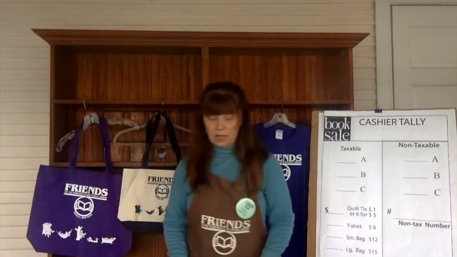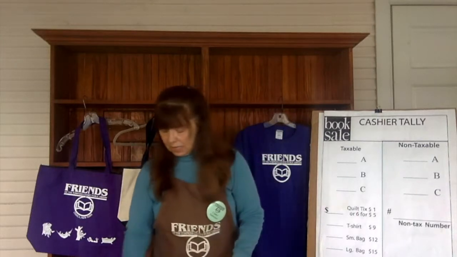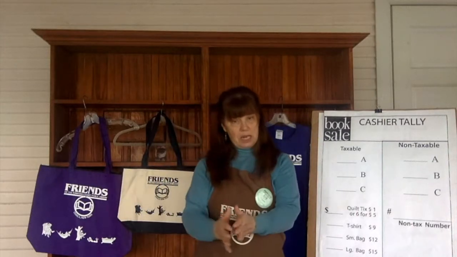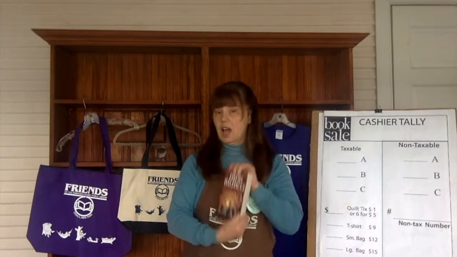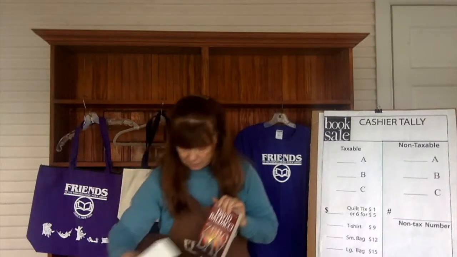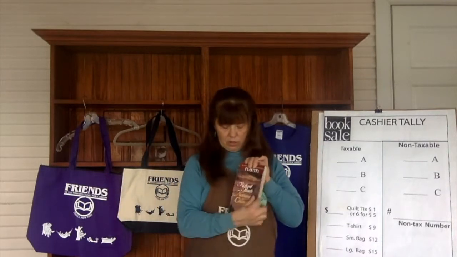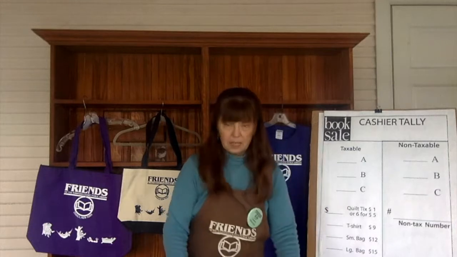Okay, that's category A. Now we get to category B. Category B is the one that has combined B and C from the past. What you get the most of are mass market paperbacks. Whether they're short or long, it doesn't matter. If they fit in the box, it's a mass market, it's a category B.